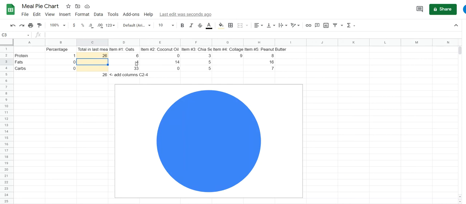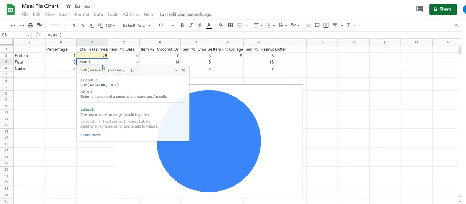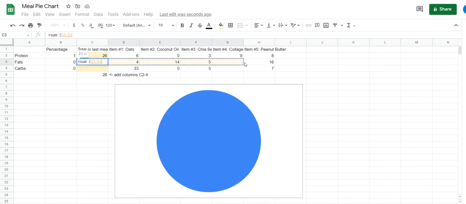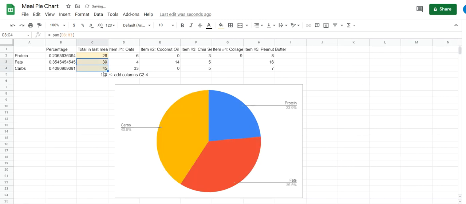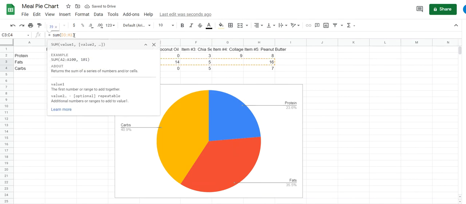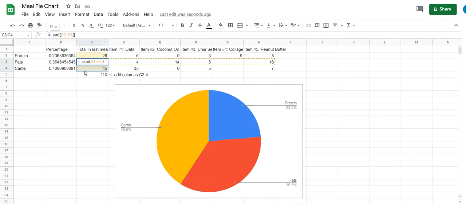And now I can do the same thing here. So that's equals, sum, and then I add it up all the way across the board and press enter. And if you want to be super slick, all you need to do is drag down and it'll copy that same formula, which is pretty nifty.